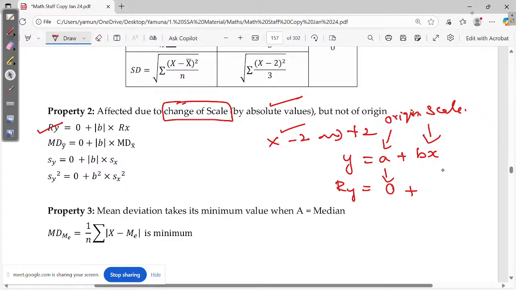But what happens here? Range of y becomes 0 plus modulus of b into range of x. Likewise, you go for mean deviation: 0 plus b into modulus of, why you take modulus of b means because of absolute value. Standard deviation, you take 0 plus modulus of b into standard deviation of x.